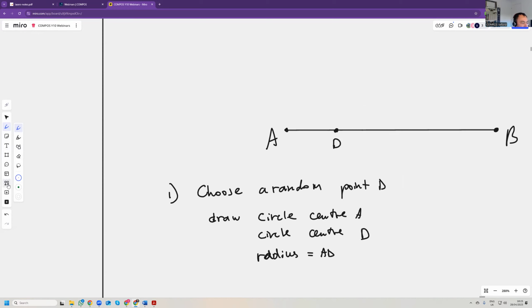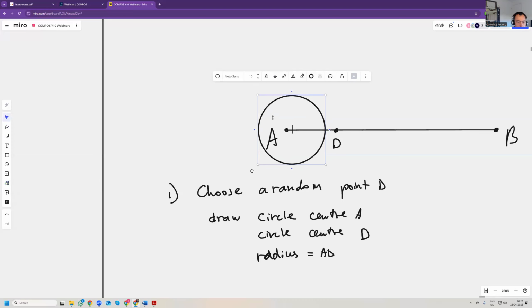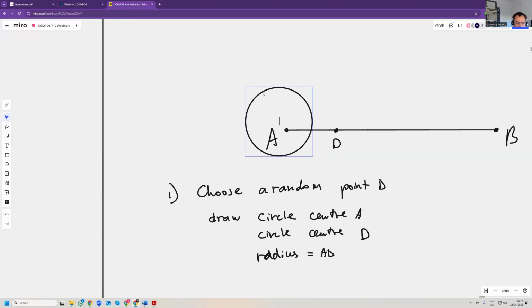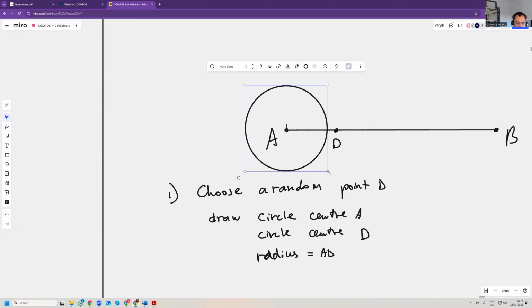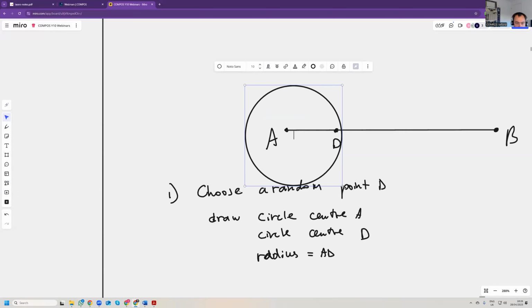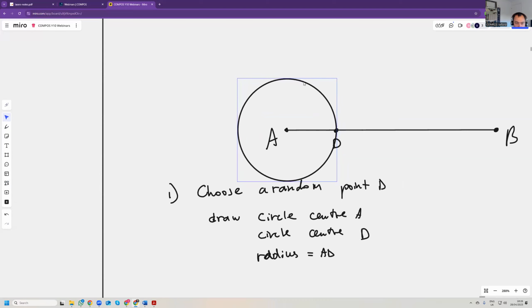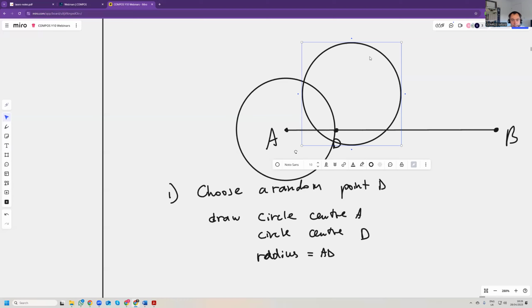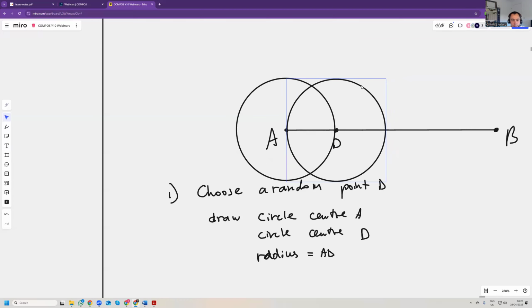Okay, copy it. Draw a circle, center D. And that's your point E. So angle EAD is 60 degrees.